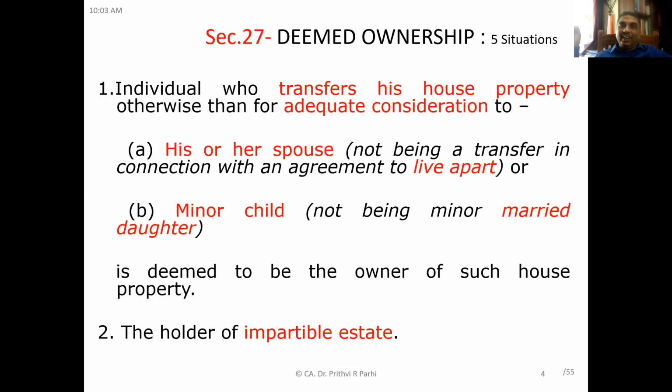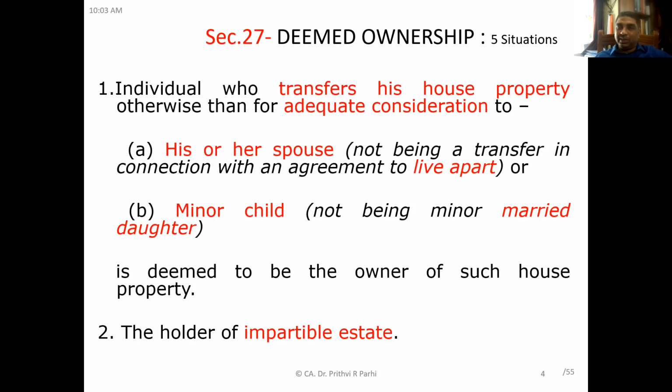Okay. So an individual who transfers his house property otherwise than for adequate consideration, to whom? To two categories of people. First of all, his or her spouse. That means husband transferring to wife or wife transferring to husband, but not being a transfer in connection with an agreement to live apart. So the transfer should not be in connection with an agreement to live apart.